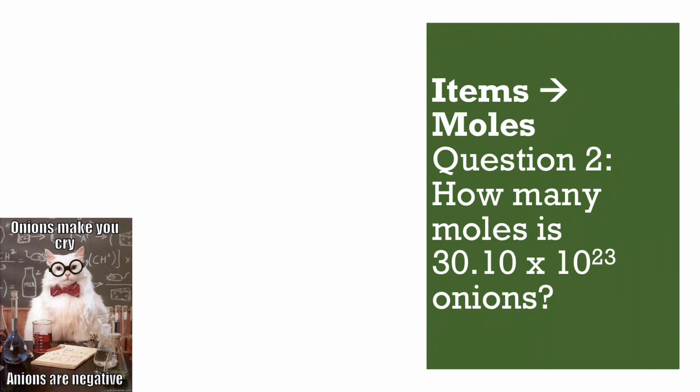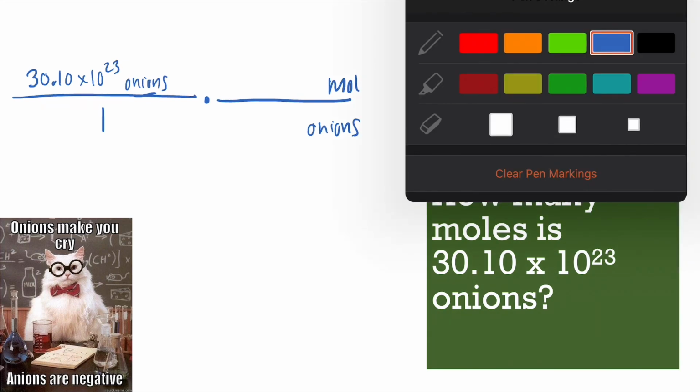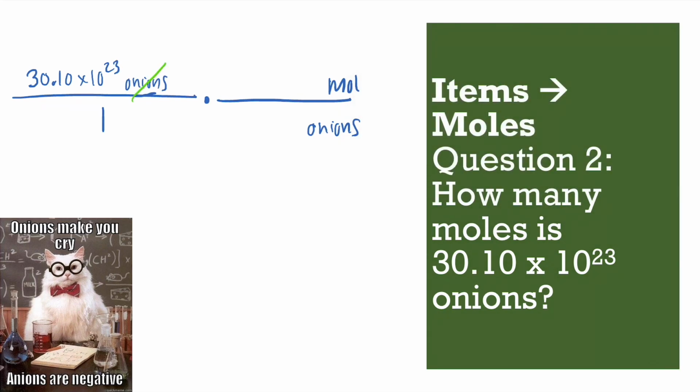Number 2, how many moles is 30.10 times 10 to the 23 onions? So they're like these weird math questions. You go into the store and you bought 30.10 times 10 to the 23 onions. So that is your given. You put your given over 1. Now, your given unit is onions. You want onions to cancel, so you put onions on the bottom. And we're looking for moles. Again, doing these questions over and over again, they're following the same pattern. So this helps a lot, doing it this many times.